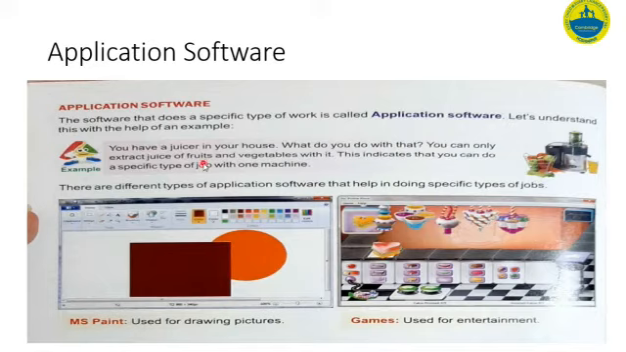For example, you have a juicer in your house. What do you do with it? You can only extract juice of fruits and vegetables with it. This indicates that you can do a specific type of job with one machine. Similarly, those software which fulfill our specific need, by using which you can do a specific type of job, are called application software.